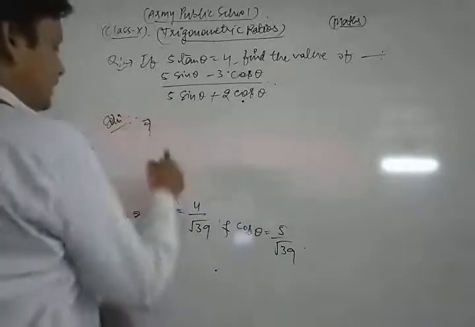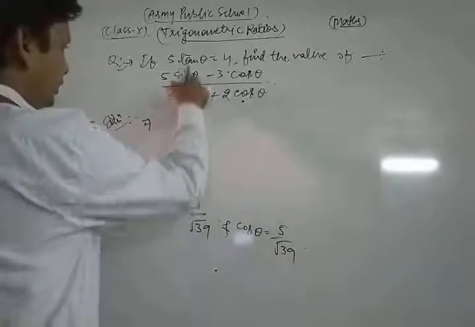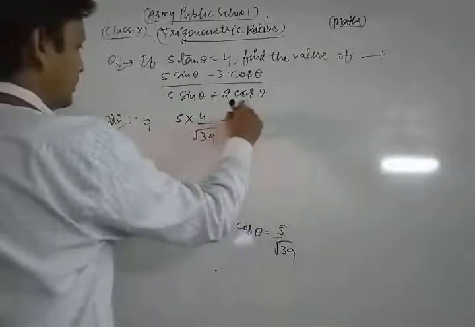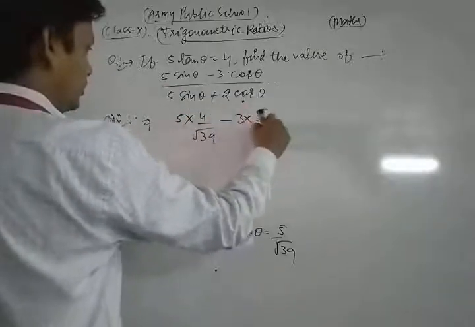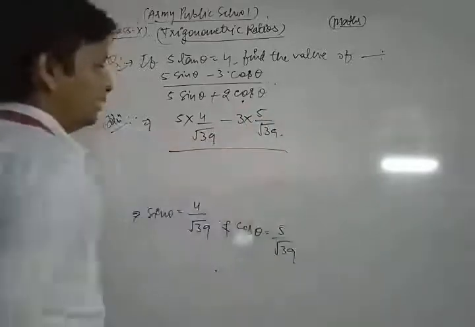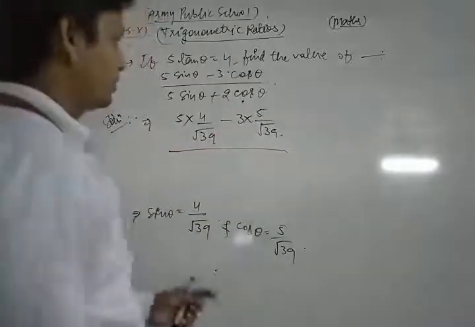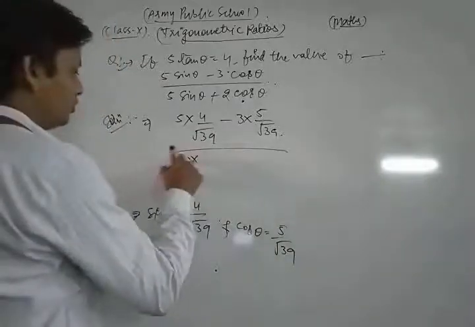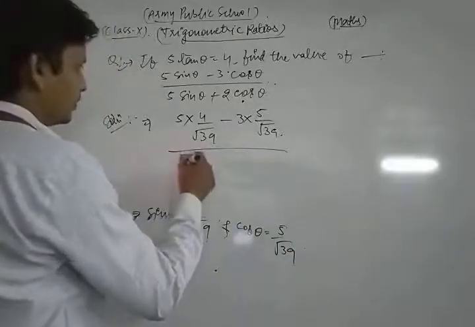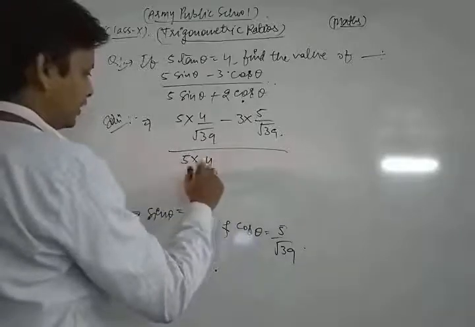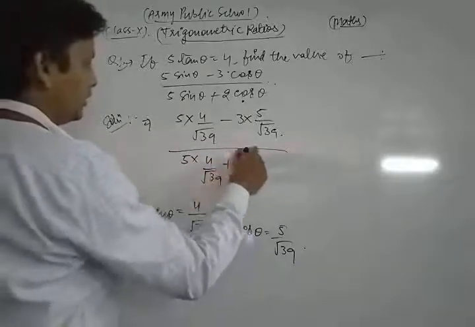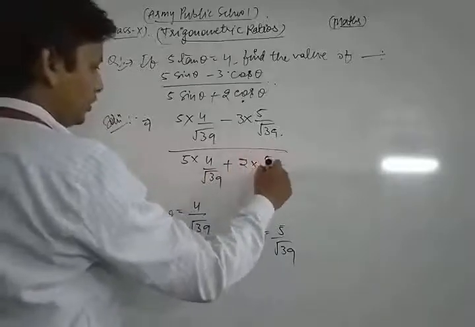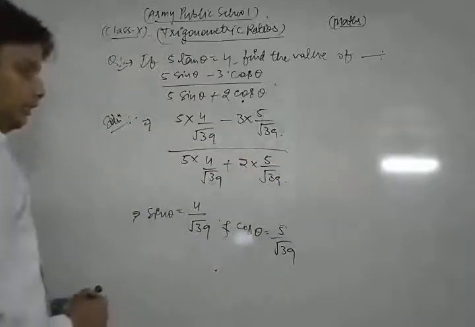Now the given expression is what? 5 times the value of sin theta, which is 4 upon under root 41, minus 3 into 5 upon under root 41, divided by, okay, we just put the value of sin and cosine, and in the denominator this is 5 into 4 upon under root 41 plus 2 into 5 upon under root 41.